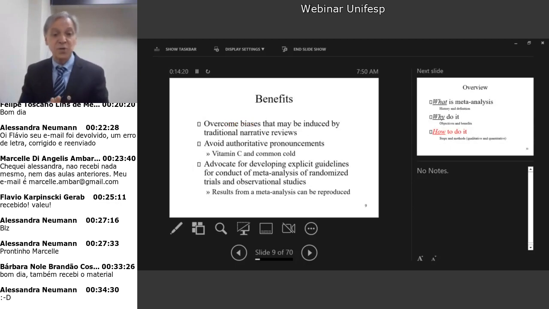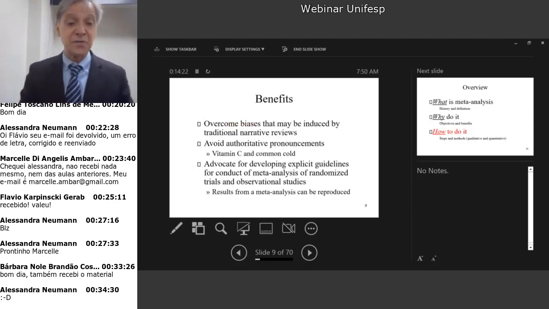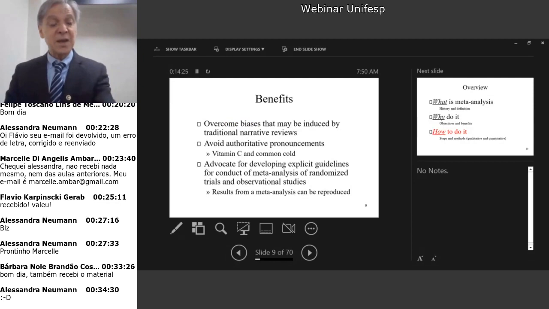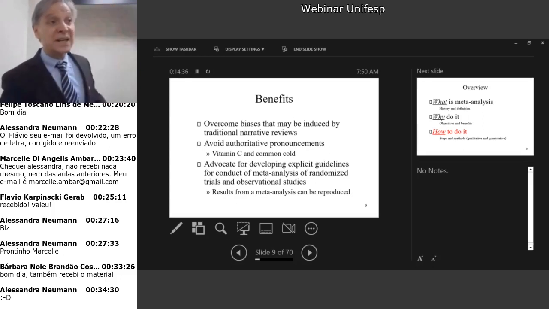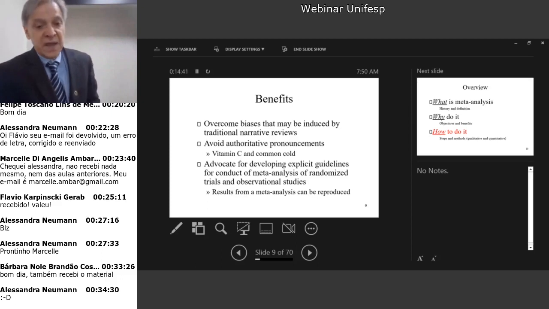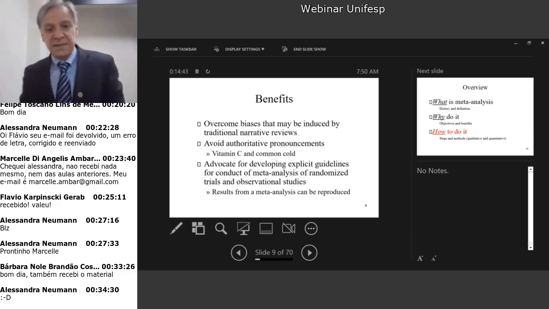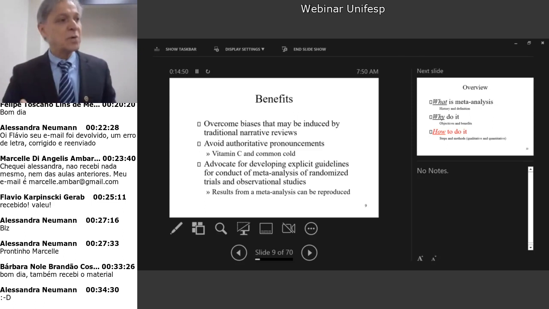It overcomes bias that may be induced by traditional narrative reviews. This is in contrast to the so-called systematic reviews that are not meta-analyses, okay? So compare meta-analysis with a systematic review that's not a meta-analysis. I'm just doing a complete review of the literature, and I'm creating a summary of it based on my own interpretation. That's very different from a meta-analysis. A meta-analysis is not an interpretative review, it's a quantitatively based review of the truth, okay?